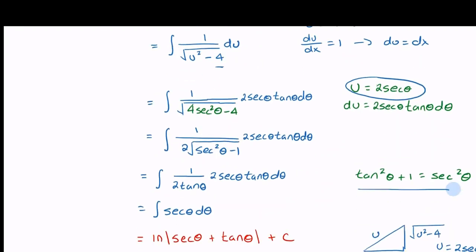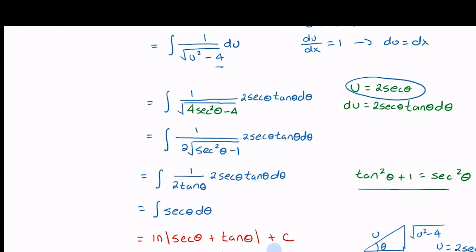Based on that, we can recreate this right angle triangle. So u is technically 2 secant theta, so u is equal to 2 times 1 over cosine theta, which is what secant theta is equal to. Cosine theta is 2 over u. So if this here is theta, this is adjacent over hypotenuse, which is how we know 2 is here and u is here. Therefore, by Pythagoras, this must be the square root of u squared minus 4.